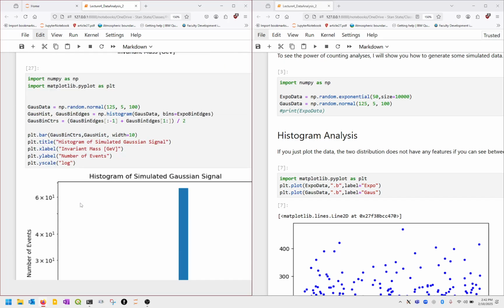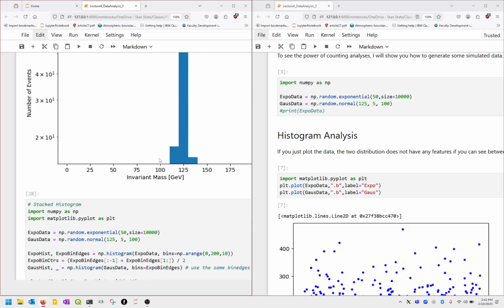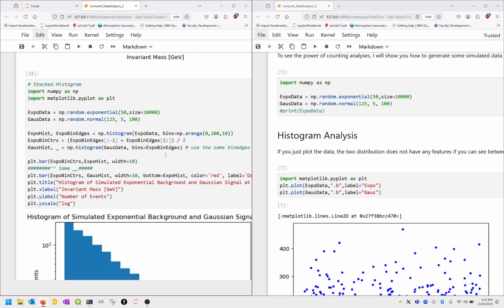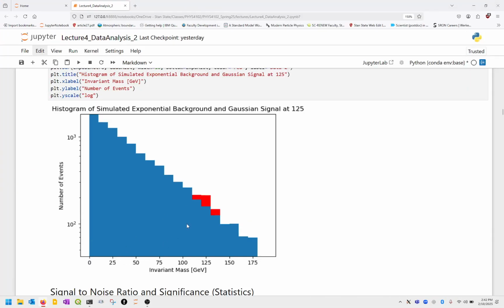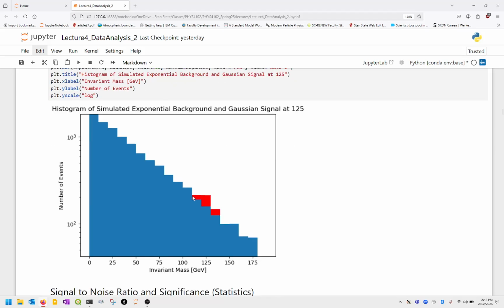So the Gaussian looks like this. You have a strong peak at 125 instead. But the color, so you have this exponential background, and then this is what we're going to call the signal. What I'm going to do is plot these two together, and this is known as a stacked histogram. I'm just going to show you what it looks like. You have the exponential in blue, and I basically put the red Lego blocks on top of the blue. It's stacked on top of each other.